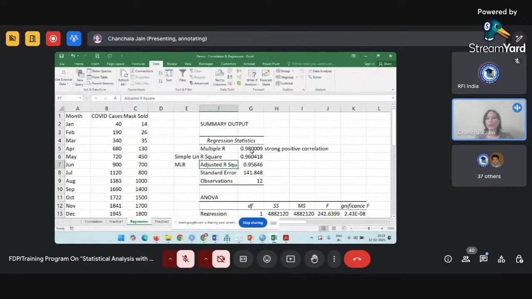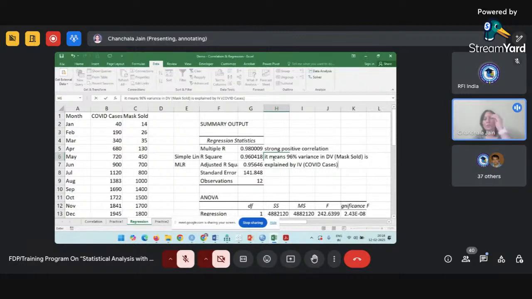So you can see the R square value is coming as 0.96. So the meaning is that 96% variance in the DV, which is your mass sold variable, is explained by the IV, that is COVID cases. Done? So how much percent variance in the dependent variable is explained by your independent variable? This is what you need to write as the interpretation of the R square.